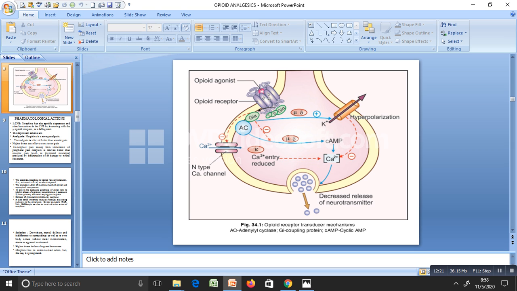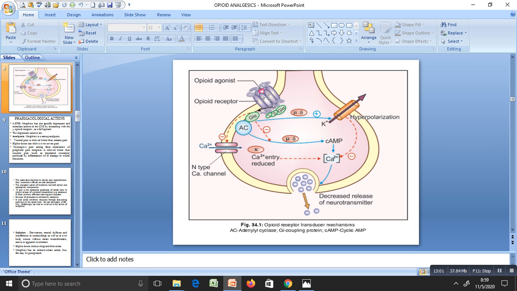Now, the G protein coupled receptor activates the Gi alpha subunit. Since it activates the Gi alpha subunit, it inhibits the activation of adenyl cyclase. The mu and delta receptors are involved. So there will be a decrease in cyclic AMP, decrease in calcium ion, decreased transmitter release.